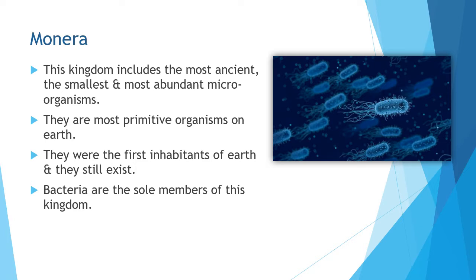Kingdom Monera includes the most ancient, the smallest, the simplest, and the most abundant microorganisms. These organisms are most primitive. They are the first inhabitants of Earth, and they still exist. Bacteria are the sole members of this kingdom.